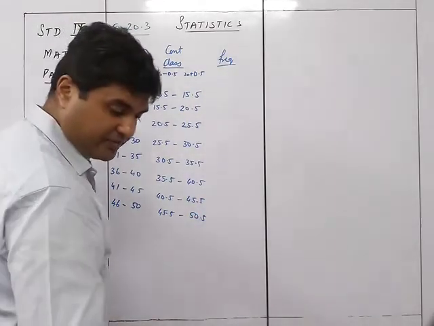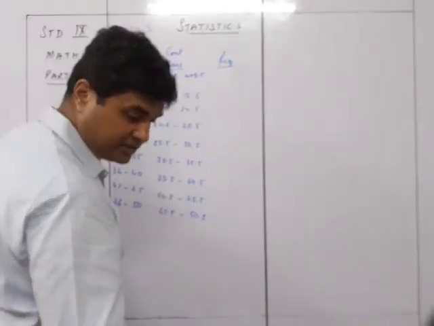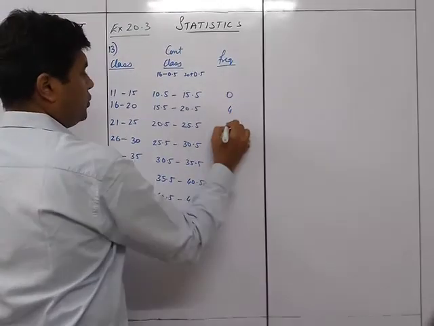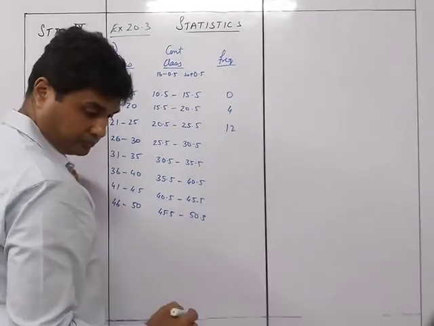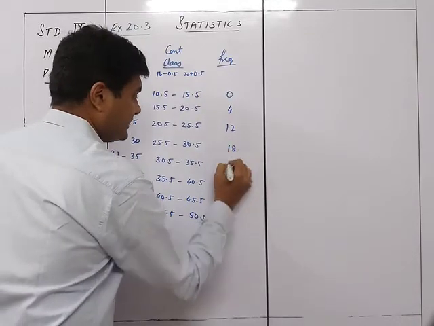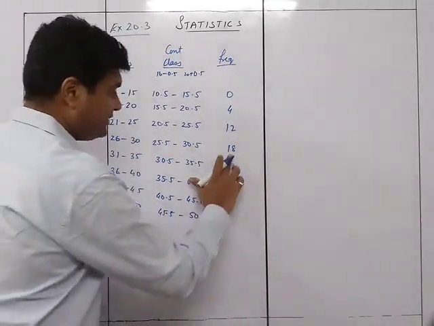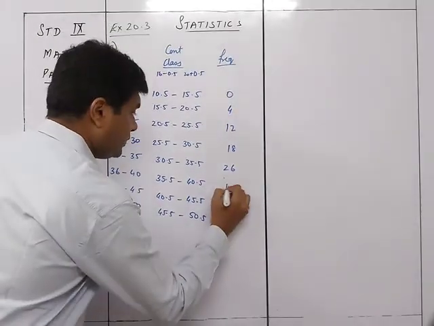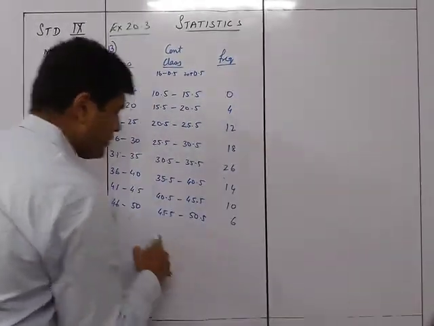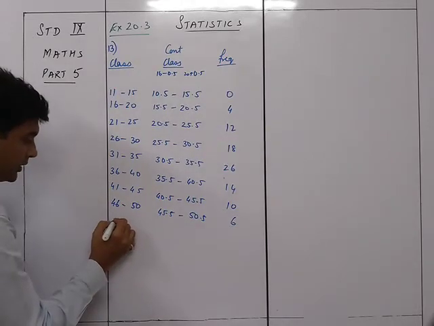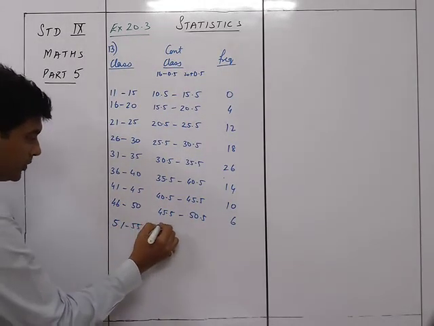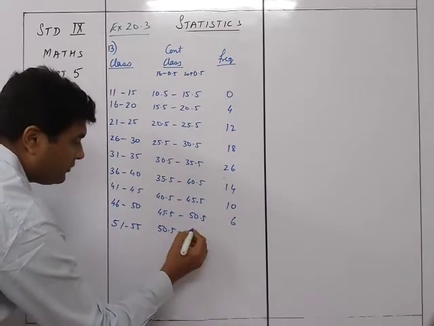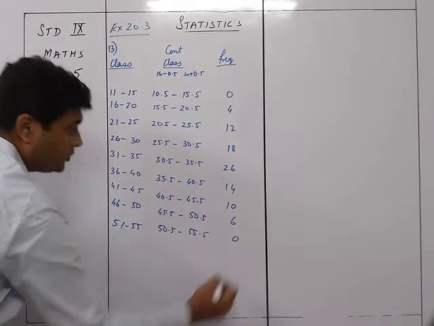The frequency which is given to us for sum 13 is 4. So this will be 0. This is 4, 12, 18, 16, 26, 14, 10, 6. I need to add one more over here, that will be given as 51 to 55, that will be 50.5 to 55.5, that will be 0.